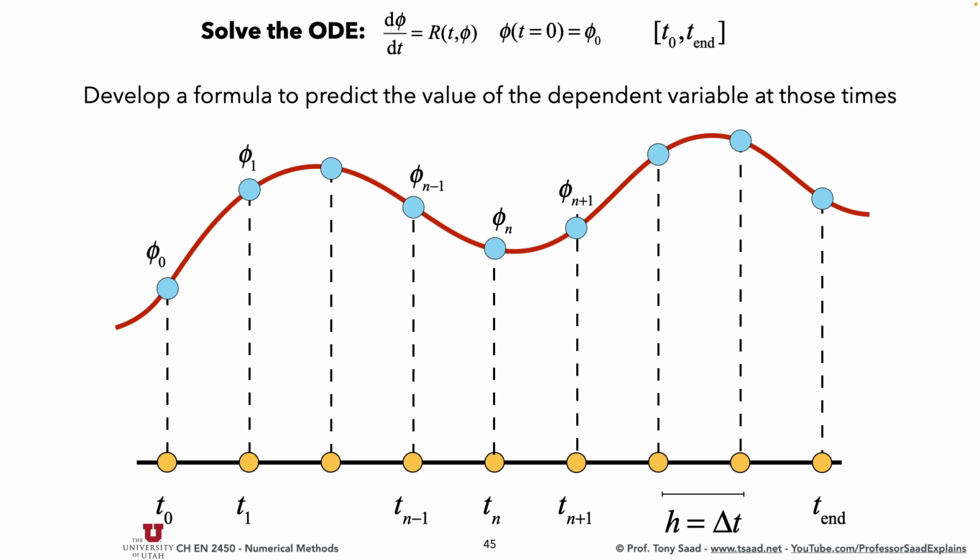Remember, we can't solve this continuously. That's not an analytical solution. This is a numerical solution. So we predetermine the times at which we want to find our answer. And then we have to develop a formula that we use from the initial condition all the way forward to find all of those discrete values. Okay? We will start with Python.